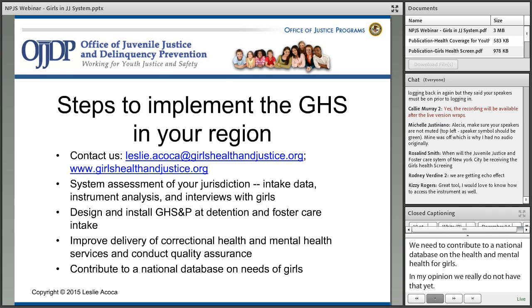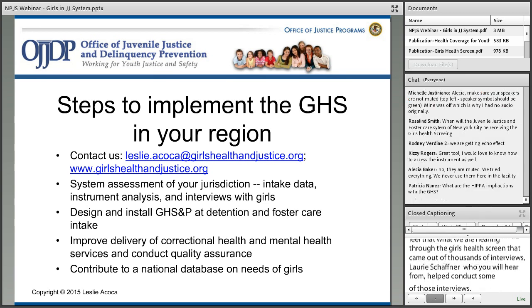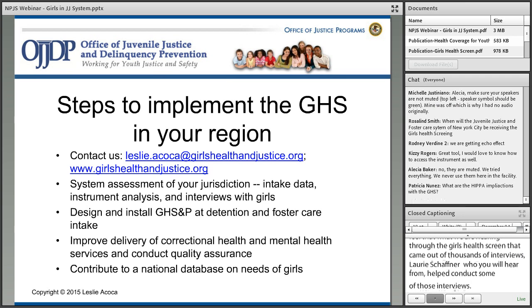In conclusion, I feel that what we're hearing through the Girls' Health Screen, which came, as I mentioned, out of thousands of interviews, and Lori Schaffner, whom you'll hear from, actually a long time ago helped conduct some of those interviews. And really, this health focus and mental health focus, specifically for girls, is really the untold story of girls' bodies.